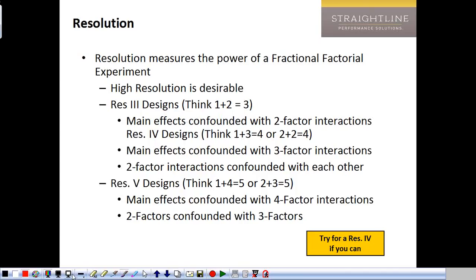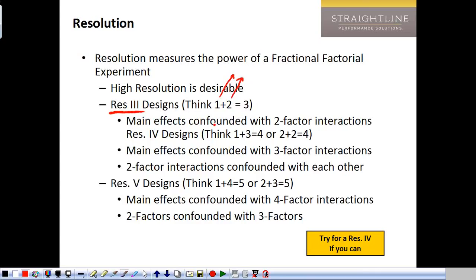But there's a Res 3, and don't ask me why they use Roman numerals, but they do. Res 3 is what's called a screening design, and in this case, the main effects in a Res 3 are confounded with the two-factor interactions. Not super desirable, but I might want to use it in a screening experiment. So I have lots of different variables. I want to just screen out one of the important main effects. I might be able to do that with a Res 3 design. Res 3s can handle lots of factors, but they can't tell the difference between main and two-factor interactions sometimes. So can't be that great.